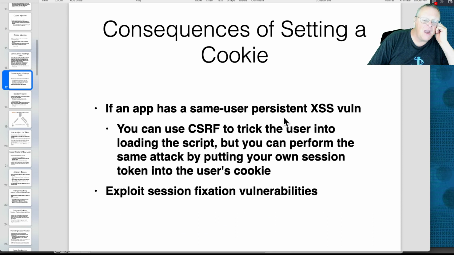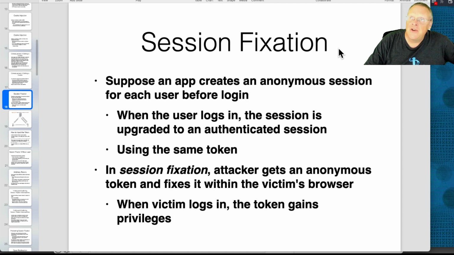And so if you have a persistent cross-site scripting vuln, you can use cross-site request forgery to trick them into loading the script, but you can also put your own session token into somebody's cookie. And that exploits this thing called session fixation, which is an attack to understand. This comes from a flaw. When you first connect to a server, before you log in, the server might send you a session cookie. And then when you log in, it might keep using the same session cookie. This is a mistake. And that's the problem. The same cookie refers to an unauthenticated and an authenticated state.